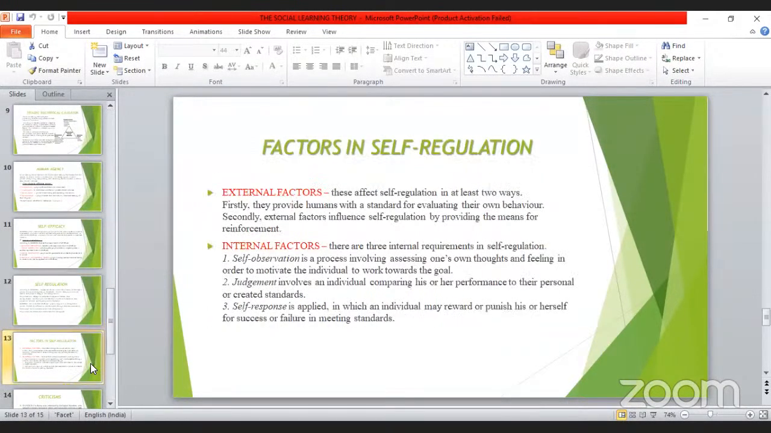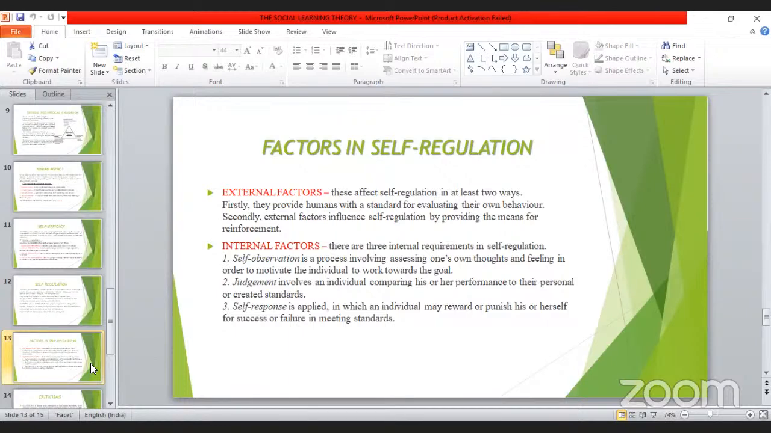Next, what are the factors in self-regulation? First is the external factor. Firstly, external factors provide humans with a standard for evaluating their own behavior. Secondly, external factors influence self-regulation by providing the means of reinforcement. Suppose you are behaving aggressively, and I comment that your behavior is not good for that particular situation. So I am evaluating your behavior.